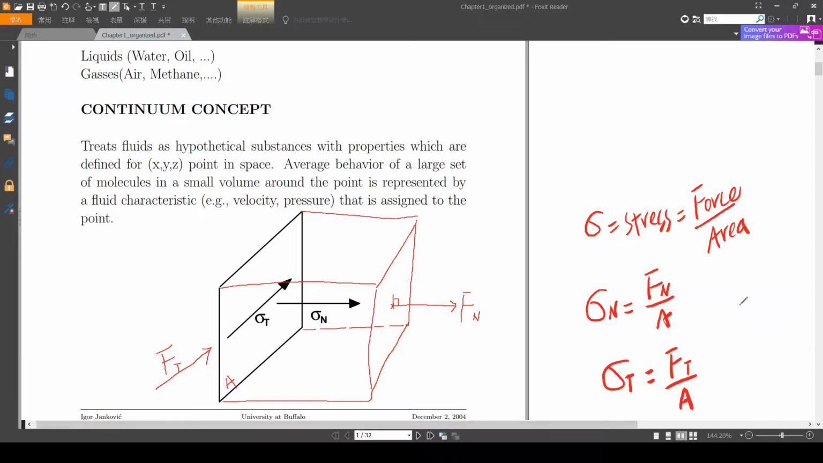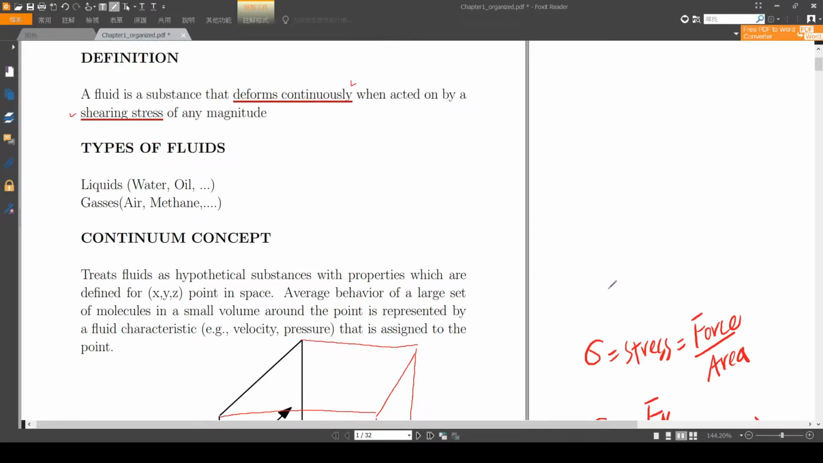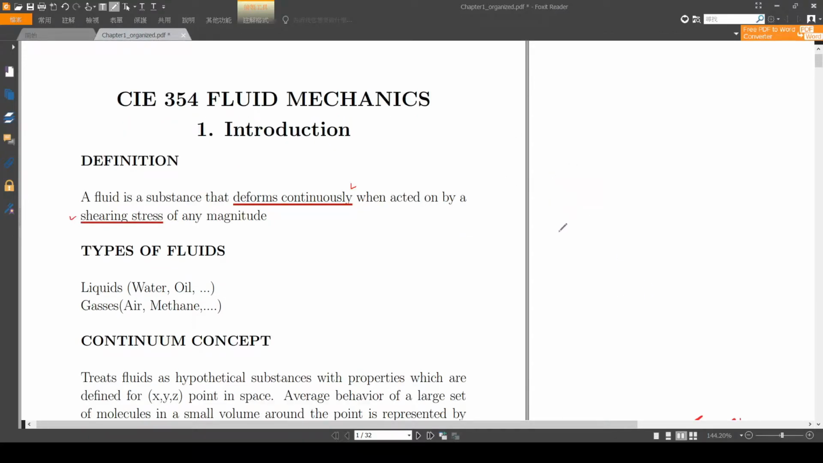So most of the time, we will draw it like this. This is the shearing stress, the direction of the shearing stress, or this is also the direction of the shearing stress. It's just like the force acted on the surface. But the stress is equal to the force per unit area. It's defined as the force per unit area. So let's go back to our definition here.